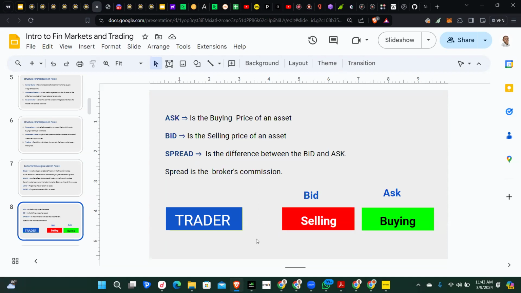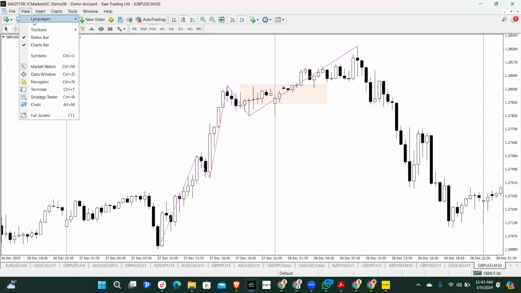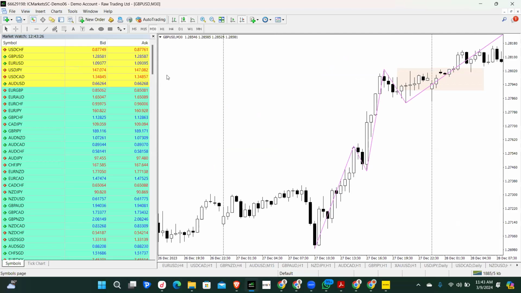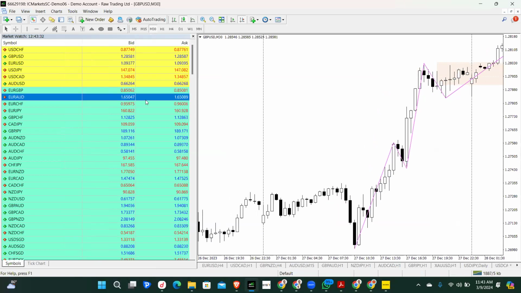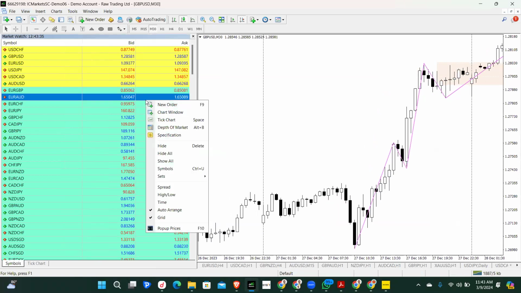So let me quickly show you before we continue. I know that this particular platform, this is called the MetaTrader. I know that it might be strange, but stay with me. I will still explain to you how to use this, how to set it up. I'll walk you through how to do everything, but I just want to show you the spread.